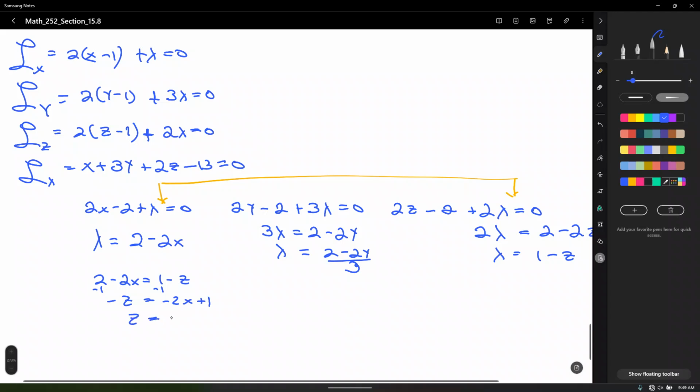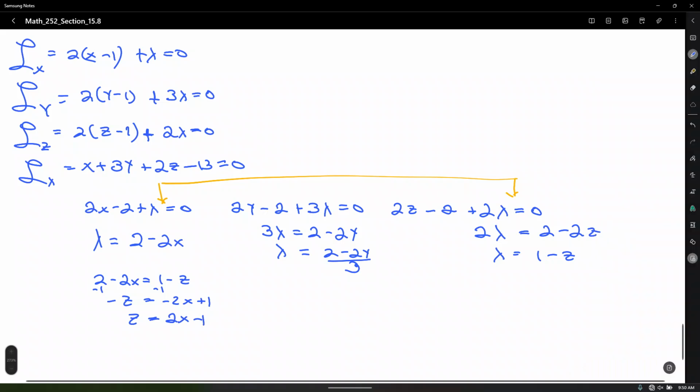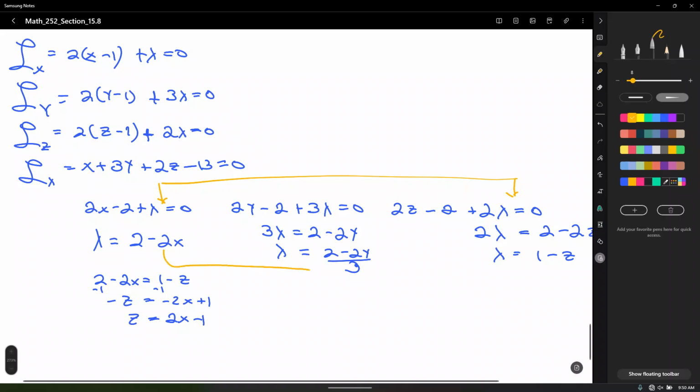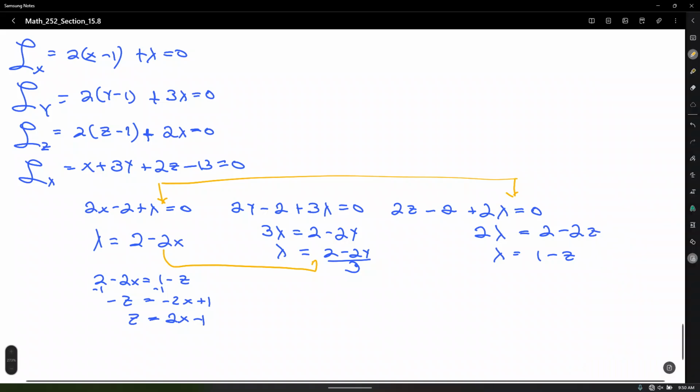That is z equals 2x minus 1. So I'm getting z in terms of x. And then I'm going to combine the first one with the second one, because I would like to write y also in terms of x, right? That way we write y and z in terms of x to go back to the constraint and easily get the critical points.